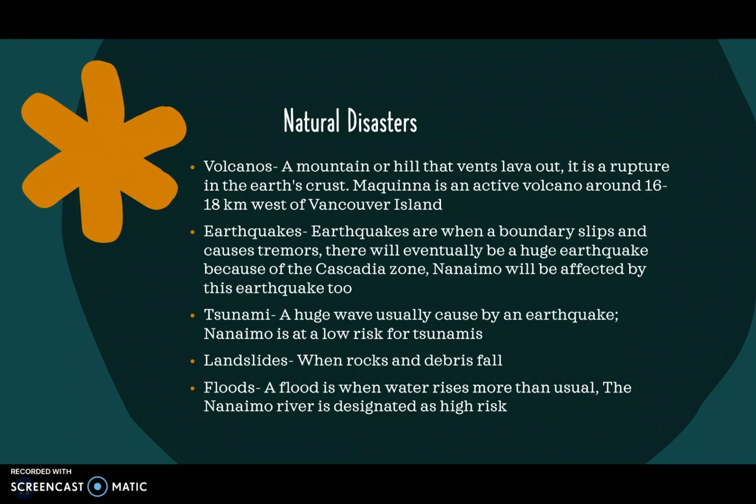A tsunami is a huge wave that is usually caused by an earthquake. Nanaimo is at a low risk for tsunamis. Landslides are when rocks and debris fall. Floods, and a flood is when water rises more than usual. The Nanaimo River is designated as high flood risk.